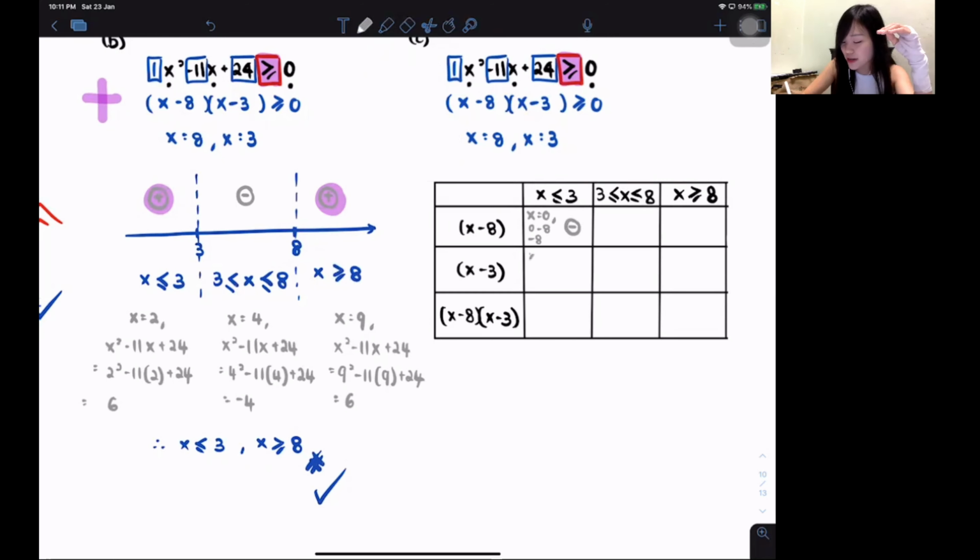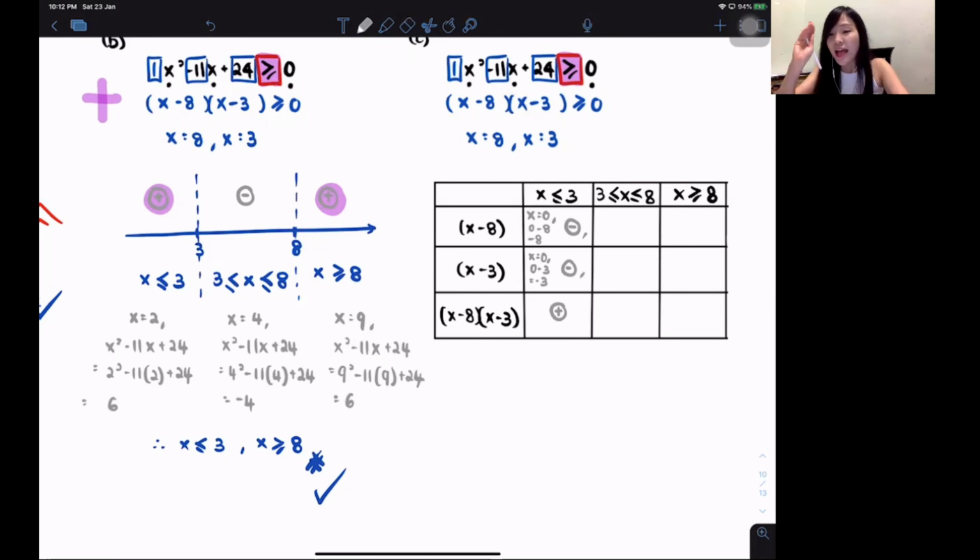Next one, I'm still using 0. So this one, x minus 3: 0 minus 3, I get negative 3. Again, a negative. Then how about the third one? No need to substitute. You know why? Because the third one is eventually x minus 8 times x minus 3. The x minus 8 I already did in my first row, and the x minus 3 I already did in my second row. So now all I need to do is combine them together: negative times negative is positive. Isn't it just like that?